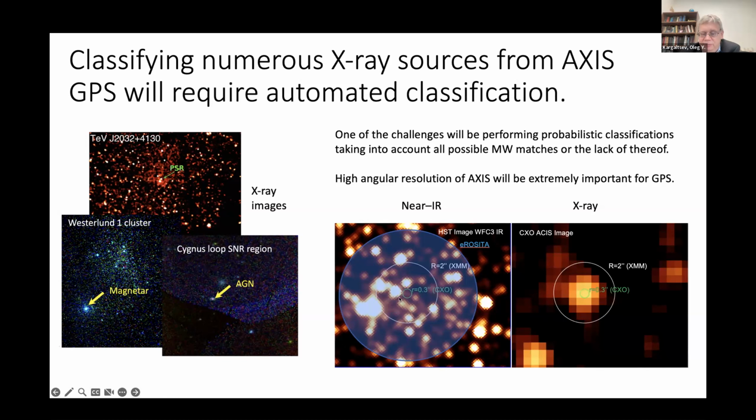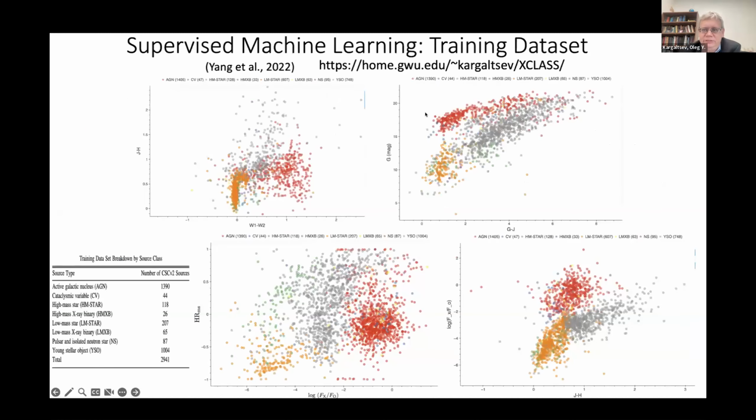Therefore, it is important to maintain as good resolution as possible for AXIS so that we can reduce the number of possible multi-wavelength counterparts. These are some plots from our current efforts to perform this multi-wavelength classification with Chandra. As you can see, different classes of X-ray sources are shown by different colors here. They cluster nicely in different areas of this feature space if multiple features are used, which shows that the classification is actually possible.